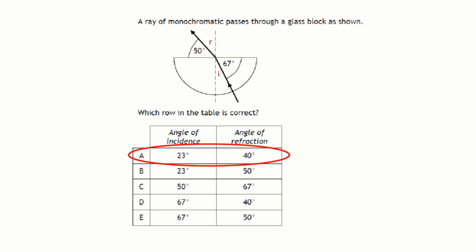So the angle of incidence has to be 23 degrees because the 67 plus the angle of incidence needs to make up 90, and the angle of refraction needs to make the 50 up to the 90, so it needs another 40 degrees. So we've got 23 degrees and 40. Your answer is A.